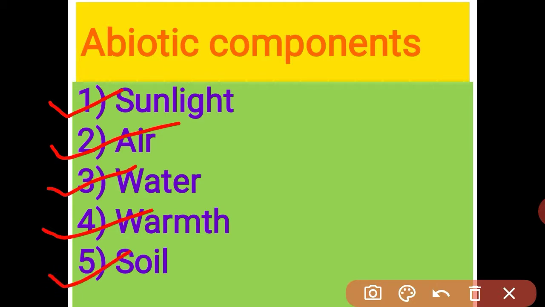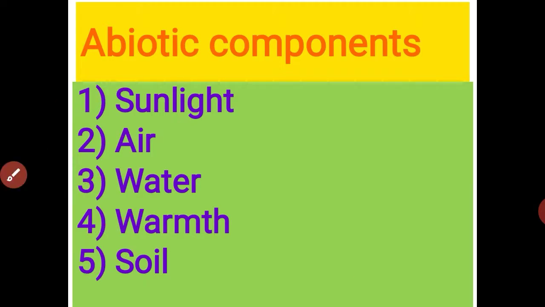Soil is a very important abiotic component because trees, grasses, bushes grow in the soil. Soil contains water, minerals and many nutrients. It also provides a dwelling place for animals like rabbit, snake, earthworm. In our ecosystem, there are different types of land like plains, hills, mountains, desert. They provide support to plants and animals. Got it, student? Sunlight, air, water, warmth and soil are the very important abiotic components in our ecosystem.